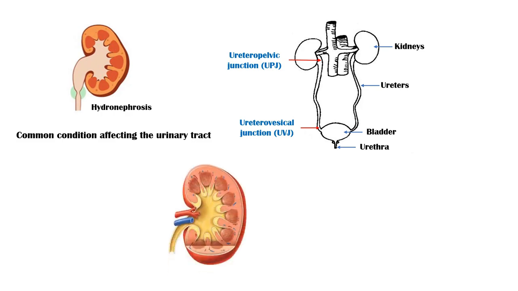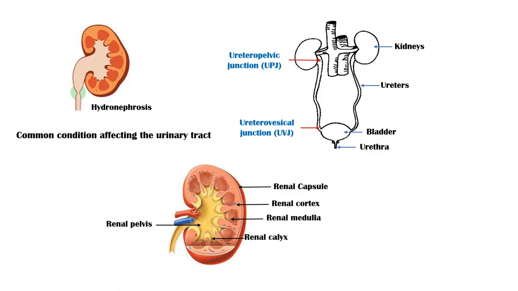In a cross-section of a kidney, the outermost layer is the renal capsule, which is made up of connective tissue. Then, towards the center we have the renal cortex, followed by the renal medulla. Urine produced in the nephrons, located in the renal cortex and medulla, is drained into the renal calyces, and then into the renal pelvis, and ultimately into the ureters.